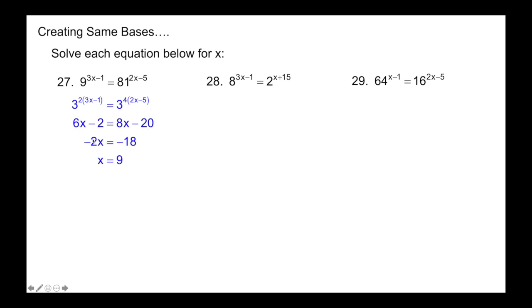Subtracting 8x over gave me negative 2x. Adding 2 over gave me negative 18. Dividing by negative 2 is going to give me 9.